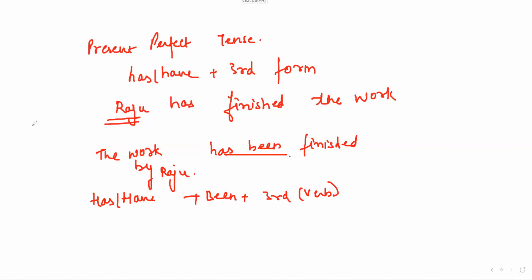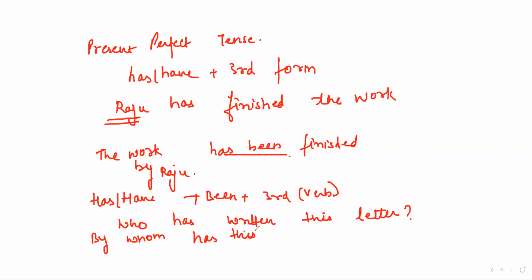You can also have an interrogative question here. For example, you may have, who has written this letter? Let us make a sentence like this. Who has written this letter? Okay, so this is an interrogative sentence because it is a question and it is in present perfect tense. So how do I change this? I told you who becomes whom. So by whom has this letter been written? Okay, so you can see there has, have plus been, but with the third form, has been written.